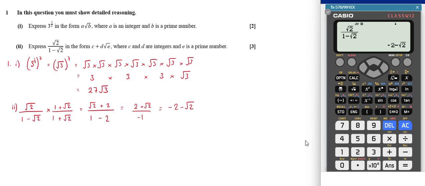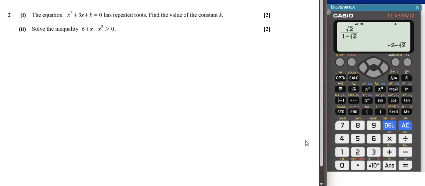Right, moving on then. Question 2. The equation has repeated roots. So that's something really useful. Should be looking for repeated roots. And then if we see that, we know that means that b squared minus 4ac is equal to 0, using that rule about the discriminant.